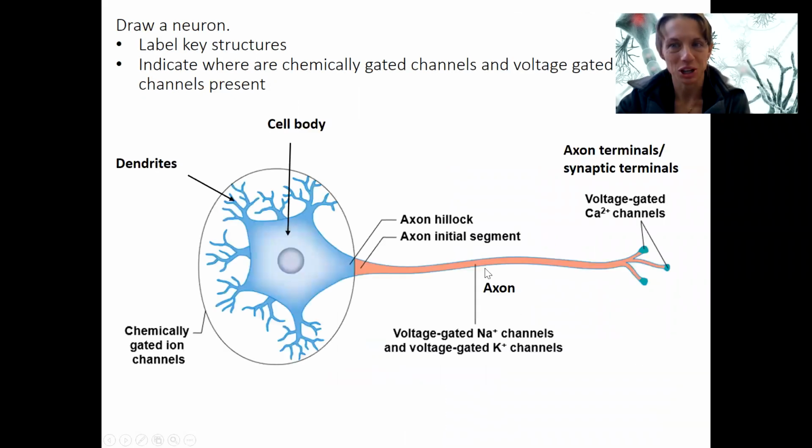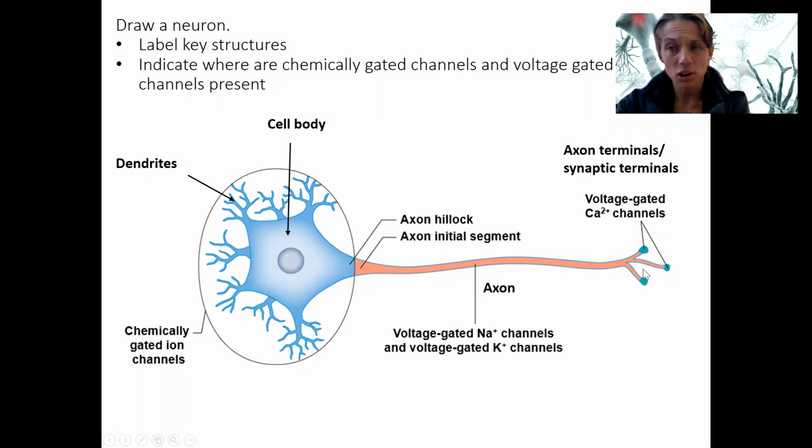Okay, this is what you should have come up with. We've got the parts of the cell, axon terminals are here, and then the key gated ion channels are the chemically gated along the cell body and dendrites, the voltage gated sodium potassium channels along the axon, and the voltage gated calcium channels at the axon terminals. This is what we're going to be using more now. You should know the functions of all the other gated ion channels already.